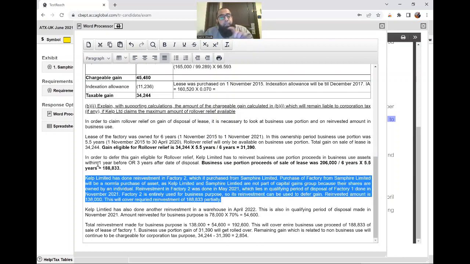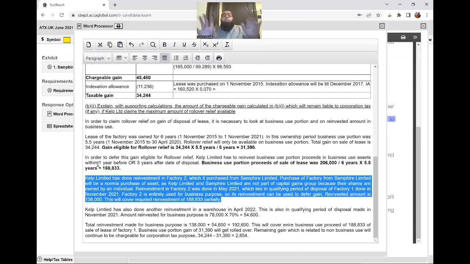Calp Limited has done reinvestment in Factory 2. Now, first we looked at the disposal: business use gain, business use proceed. Now we are looking at reinvestment. Now 2 reinvestments were done. One was in Factory 2 and one was in warehouse. So Calp Limited has done reinvestment in Factory 2, which it purchased from Samphire Limited.